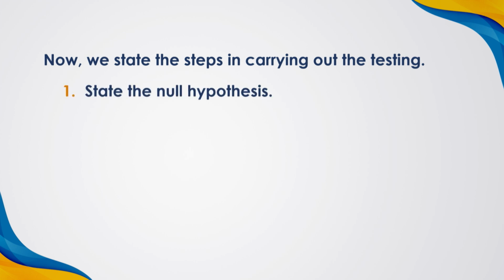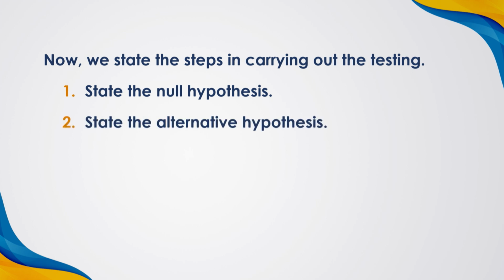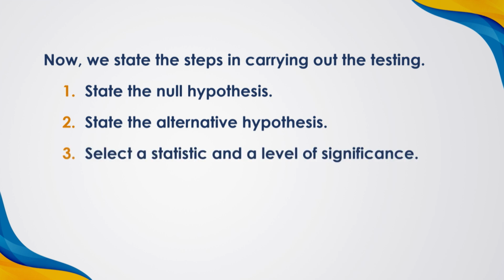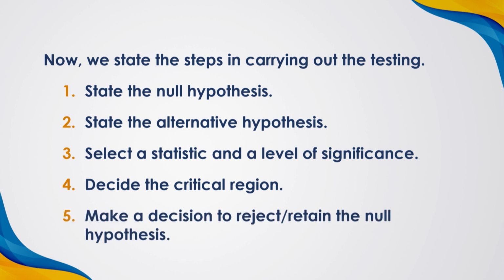First step, state the null hypothesis. Second step, state the alternative hypothesis. Third step, select a statistic and a level of significance. Fourth, decide the critical region. Fifth, make a decision to reject or retain the null hypothesis.